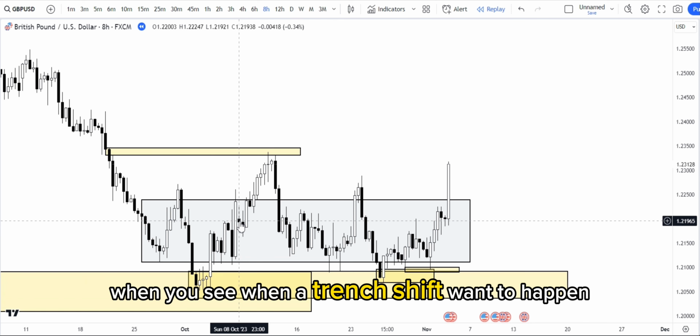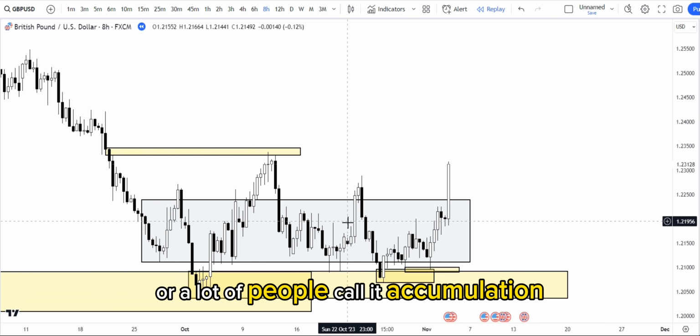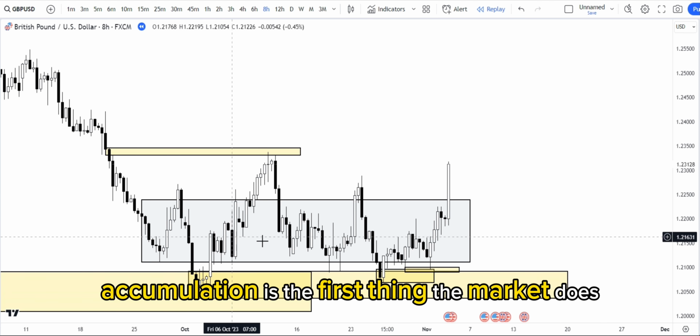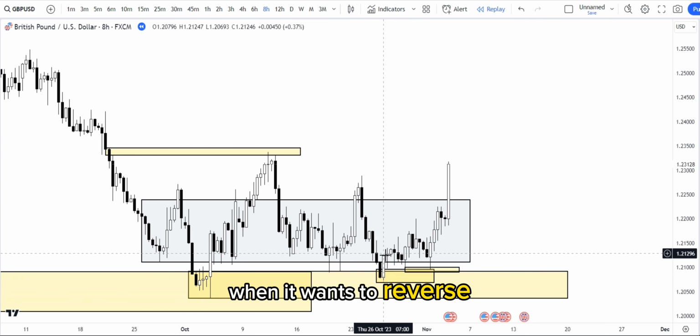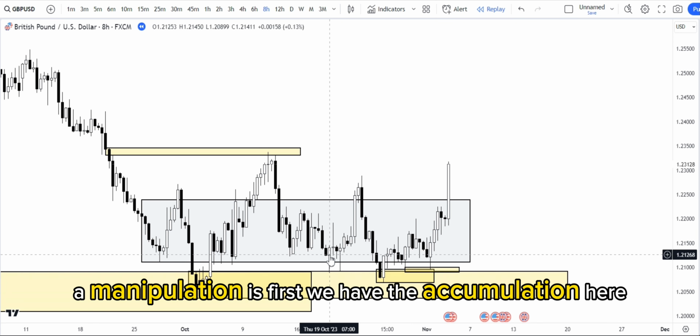When a trend shift wants to happen, you see a long consolidation in the market that we call fair value, or a lot of people call it accumulation. And after accumulation is the first thing the market does when it wants to reverse, and the second thing it does is a manipulation. First we have the accumulation here.